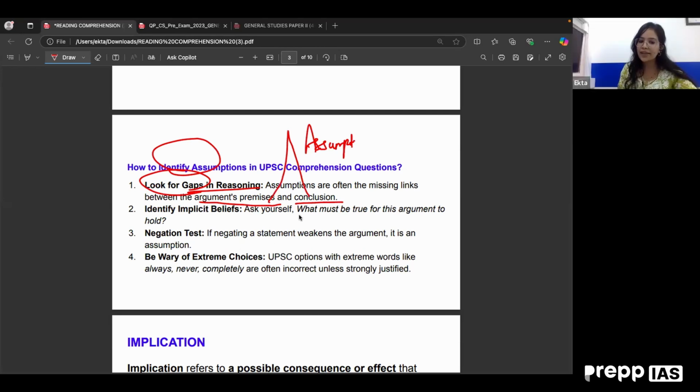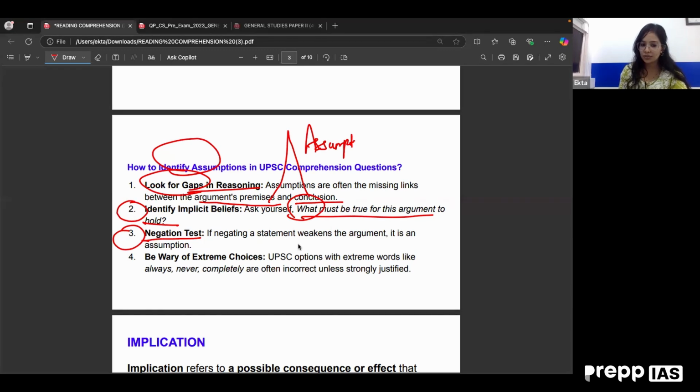Then there are implicit beliefs. What must be true for this argument to hold? Maximum time आपका ये वाला effect second and third काम करेगा, कि आप जो भी options read करेंगे, options को read करने के बाद आपको लगेगा कि ओके, what must be true for this argument to hold. आपने passage पढ़ लिया, now जब आप assumption पढ़ रहे होंगे then you will feel कि yes, इस assumption को अगर मैं सही मानती हूँ तो मेरा जो main passage का argument है वो true होगा.